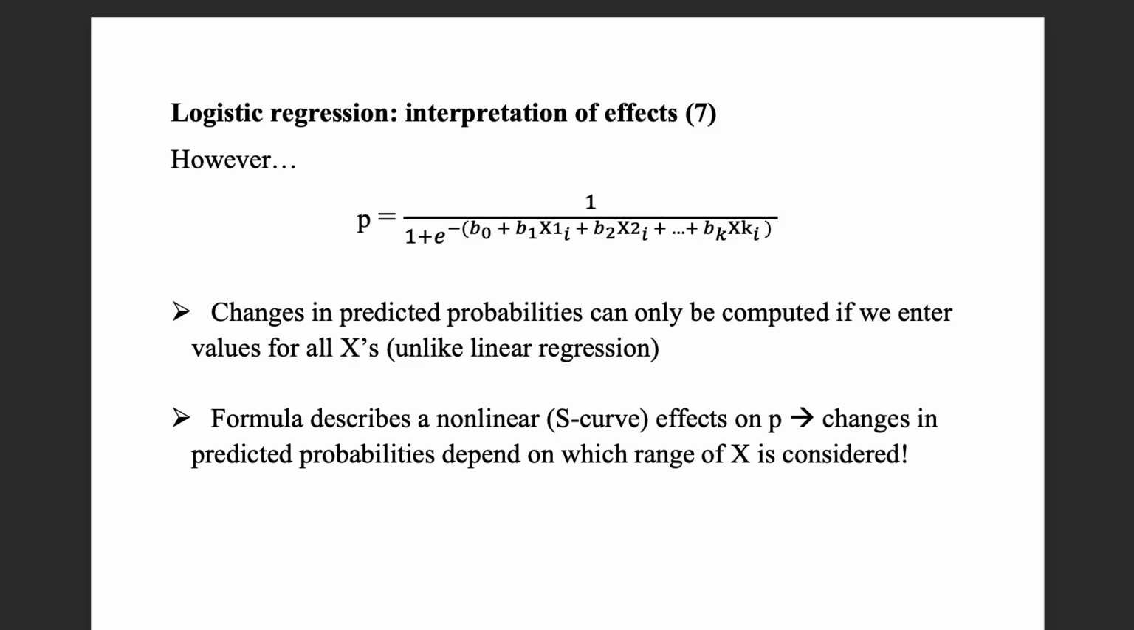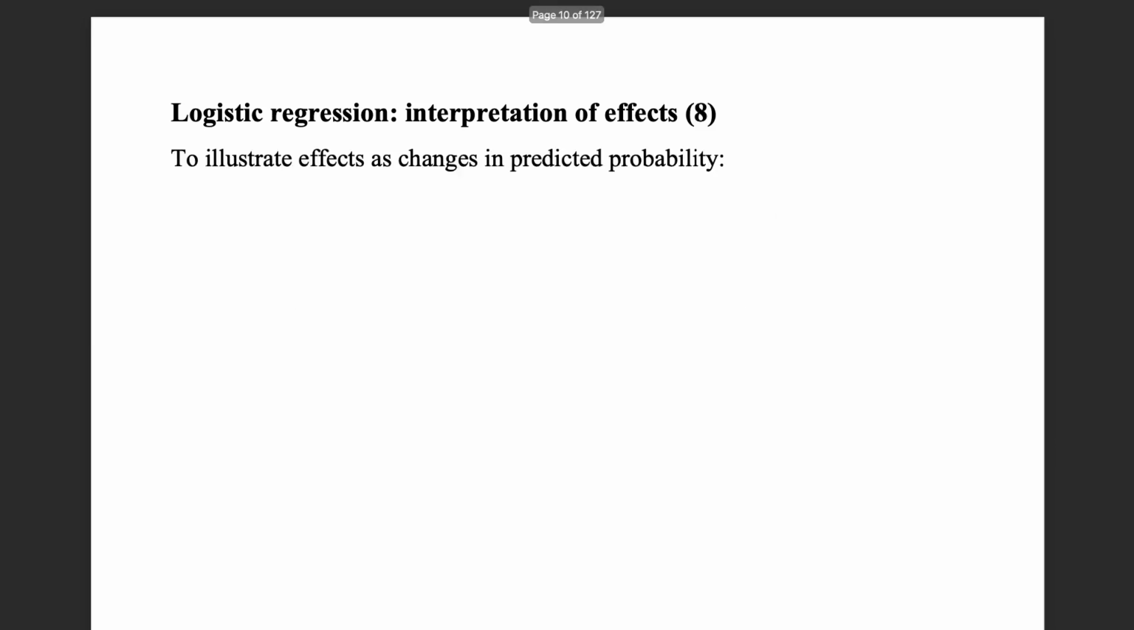So now all of a sudden it's also important to consider, well, for which range do we want to consider the effect of our independent variable on the predicted probability of our dependent variable. So that has a couple of consequences in how we are able to and how we need to illustrate the effects of our x variables as changes in predicted probabilities. So there's a couple of steps you need to go through if you want to do that.